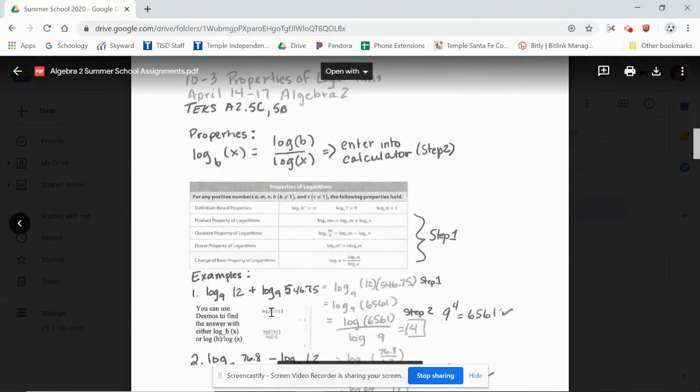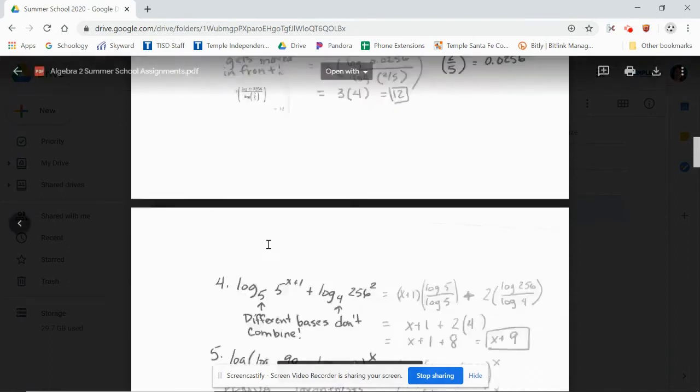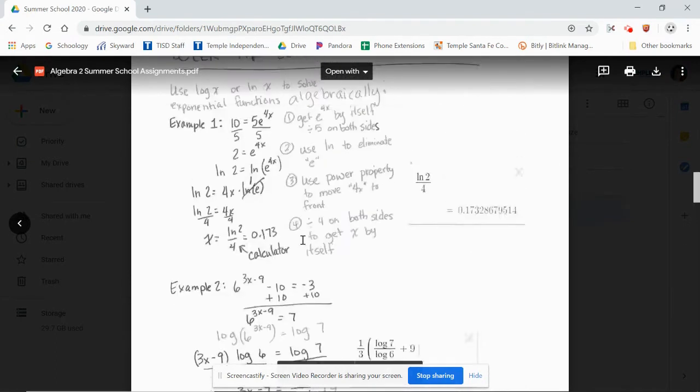The second assignment is using this formula, log base b over log of x. Again, you will type in the equations exactly how you see them on the paper into Desmos, and it will give you a final answer. And you'll just write in your answers there.